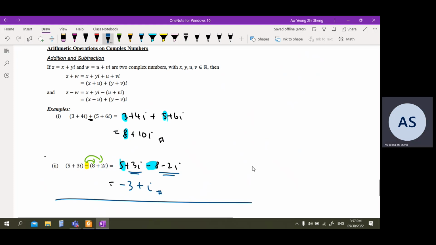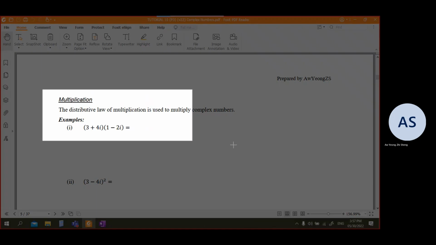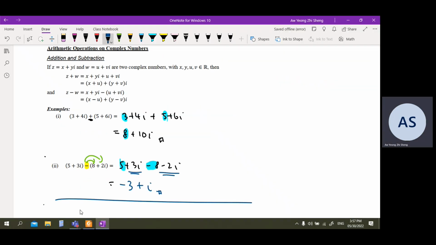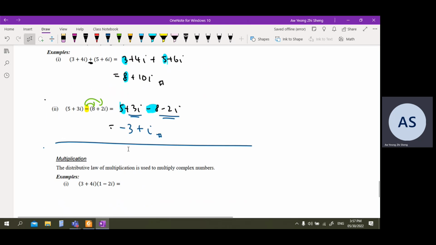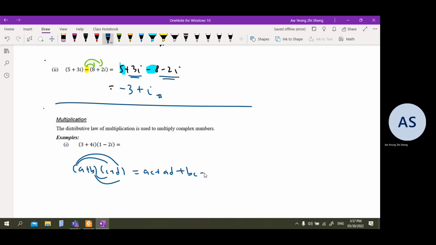Next, on multiplication. Okay, multiplication of complex numbers works in a similar way, just like your usual algebra, where you just expand the bracket. It's just like how you would expand a plus b times c plus d. So you would get ac plus ad followed by bc plus bd. It's just a usual expansion.